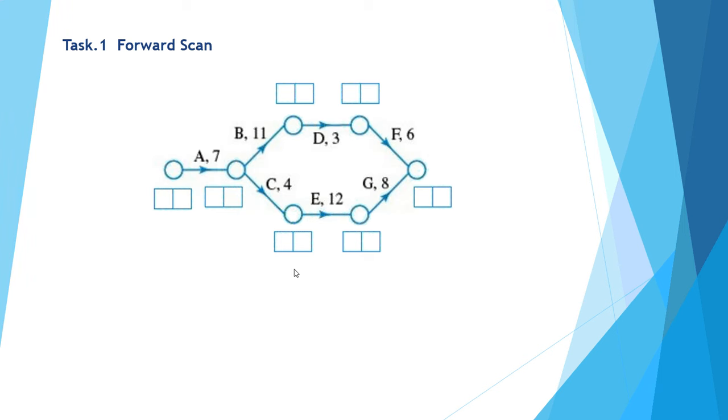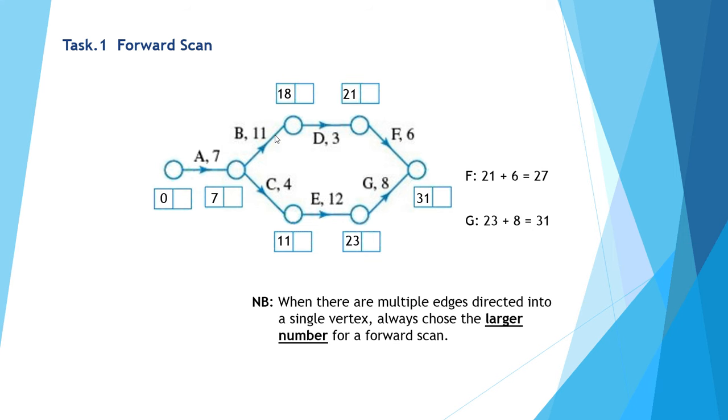So I've got a simple network here with activities A, B, C, D, E, F and G, all of which have the number of days required to complete each of those activities. So I would like to complete a forward scan. We start left hand side with 0 as our starting point.